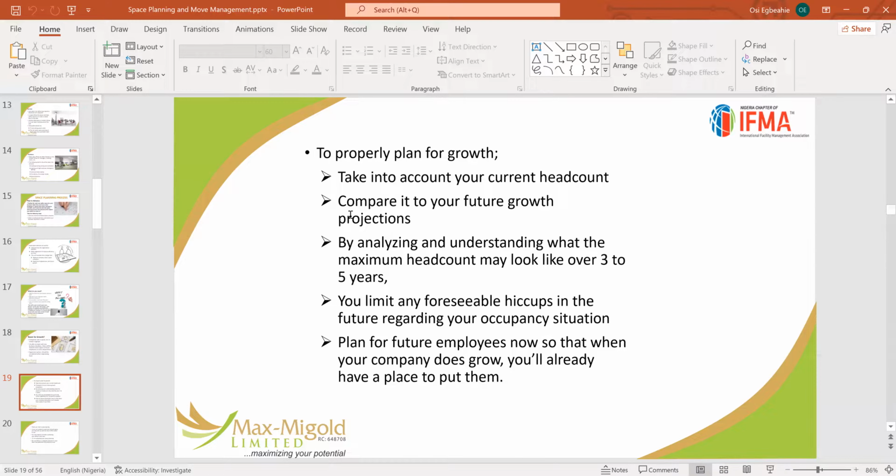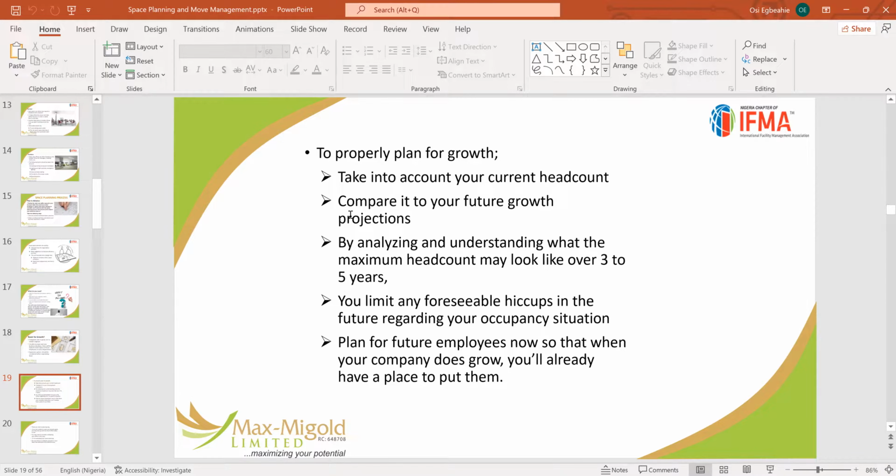To properly plan for growth, the following will need to be done. Take into account your current headcount, and compare it with your future growth projections by analyzing and understanding what the maximum headcount may look like over a 3 to 5 year period. You limit any foreseeable hiccups in the future regarding your company situation.